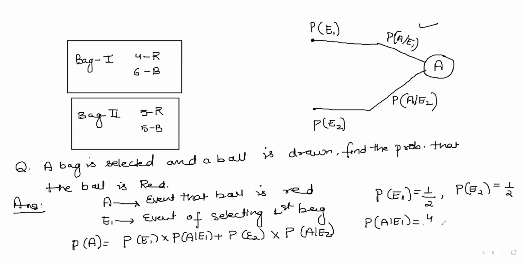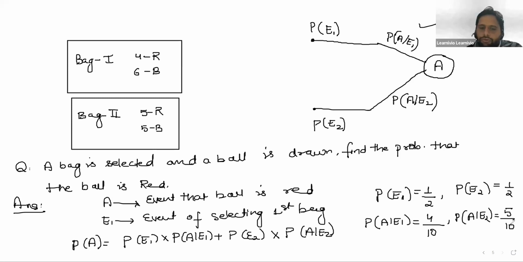But always remember, we are selecting a single ball. That's why we are doing it directly. In case we have to draw two balls, then always use combinations. Otherwise, the answer will not match. Now P(A given E2), what will be this probability? 5 by 10. So you just need to put all these values here.